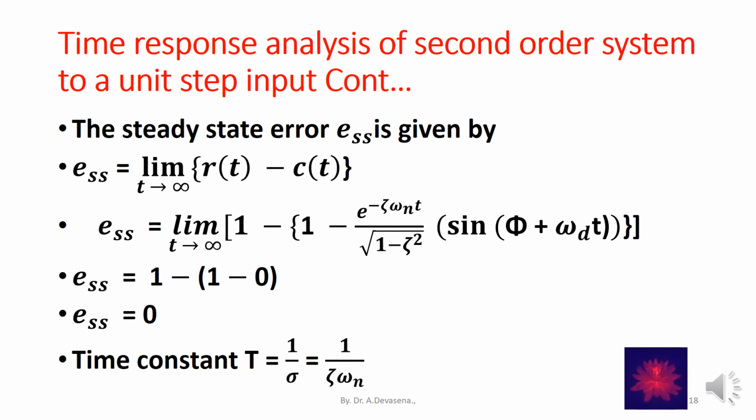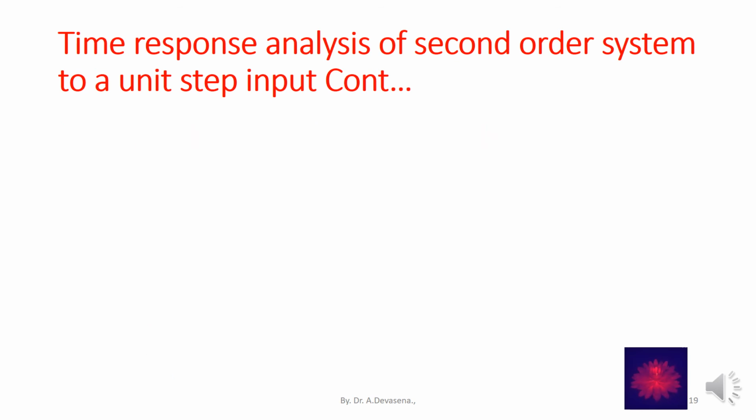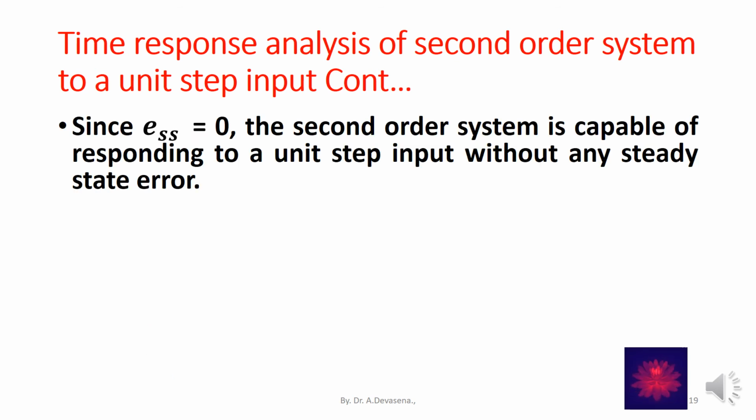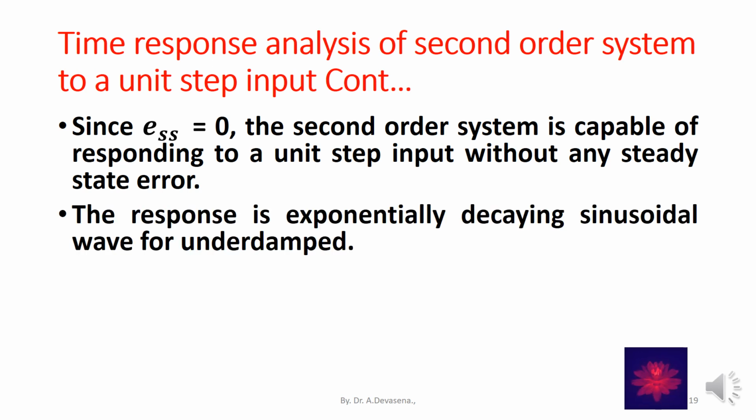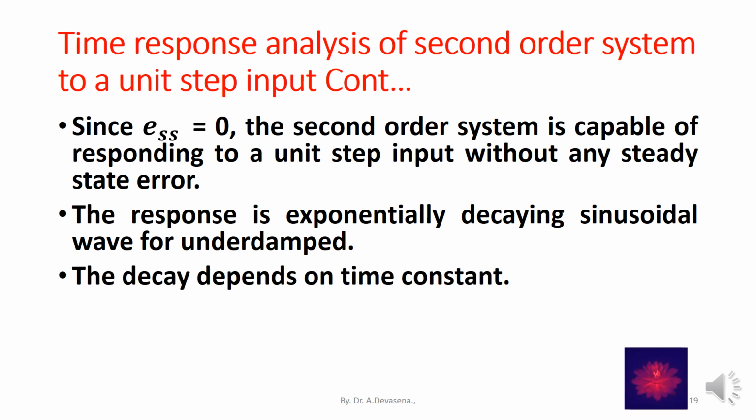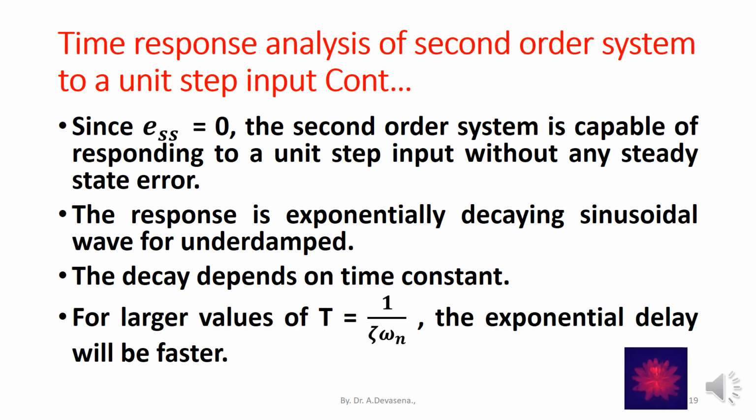The time constant t is equal to 1 by sigma, that is equal to 1 divided by zeta omega n. Since e suffix ss is equal to 0, the second order system is capable of responding to a unit step input without any steady state error. The response is an exponentially decaying sinusoidal wave for an underdamped system. The decay depends on the time constant. For larger values of 1 divided by zeta omega n, the exponential decay will be faster.